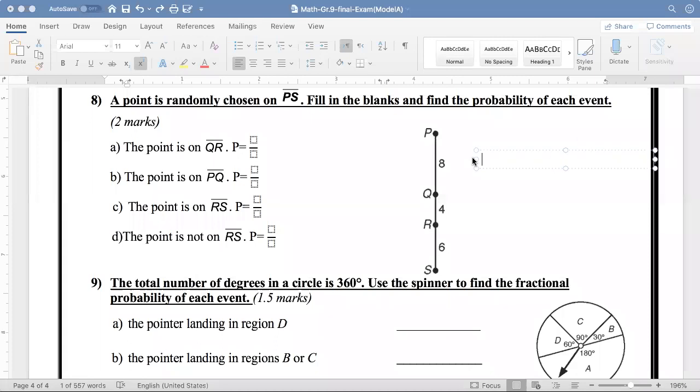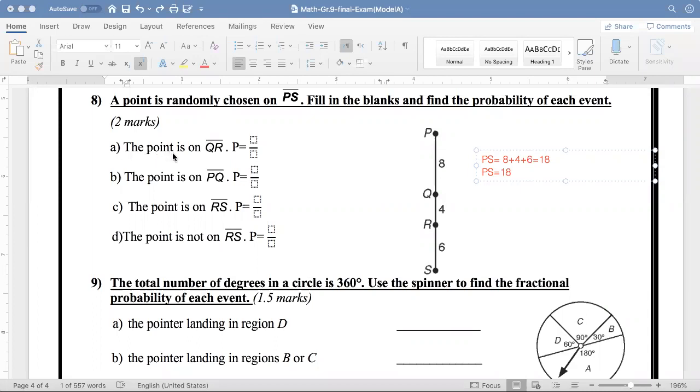PS is equal to 8 plus 4 plus 6. 4 plus 6 is equal to 10, plus 8 is equal to 18. So the total of PS is equal to 18. Okay? Because I will use it in answering all the questions later.